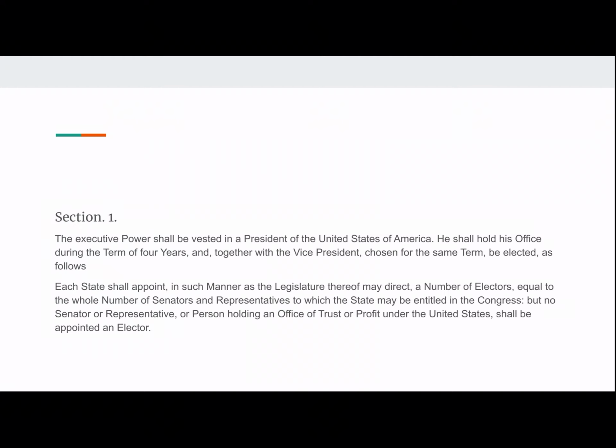So, Section 1: The executive power shall be vested in a President of the United States of America. He shall hold his office during the term of 4 years, and together with the Vice President, chosen for the same term, be elected as follows.